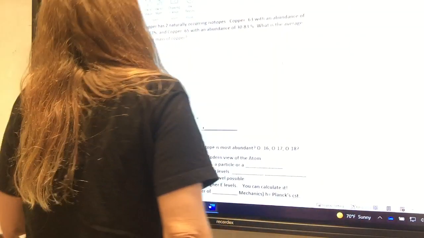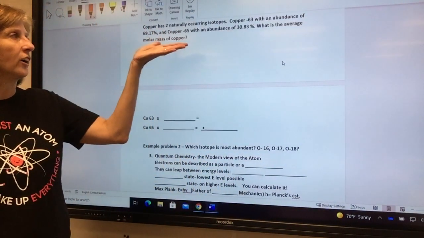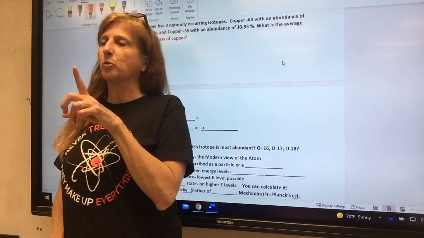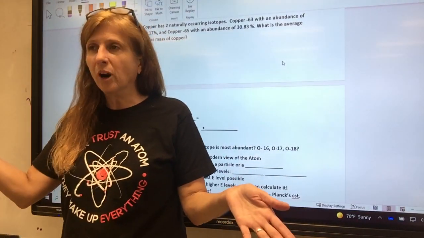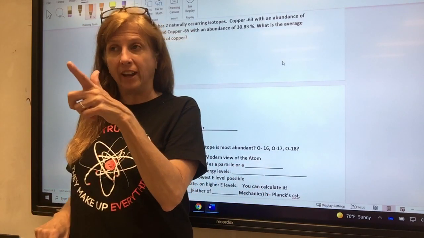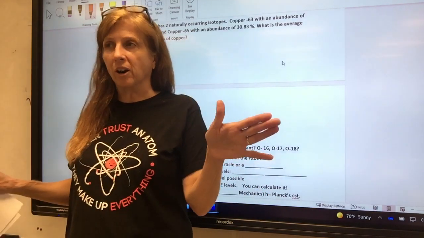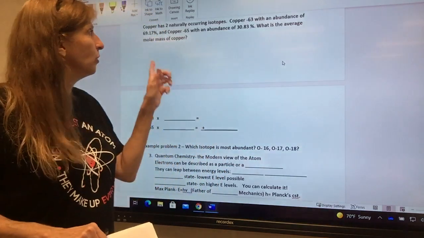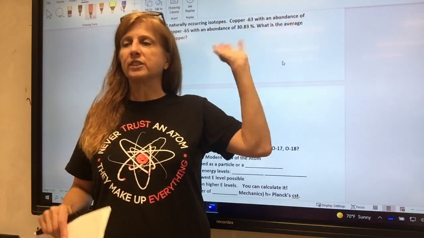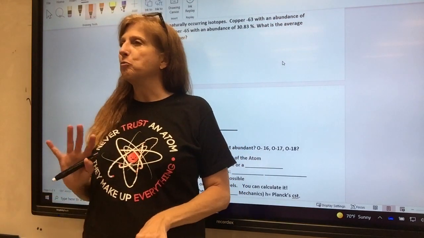Okay, so here's the problem. Copper has 2 naturally occurring isotopes. Okay, now what's wrong with word problems? Why do we hate word problems? The words, because we love math. Math is great. We hate word problems because of the words. I don't say English is great. I say math is great. So we are going to get rid of the words and turn it into a nice math problem.